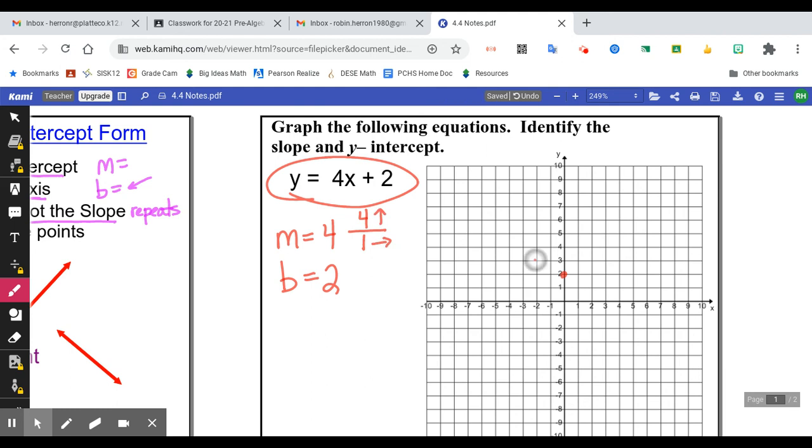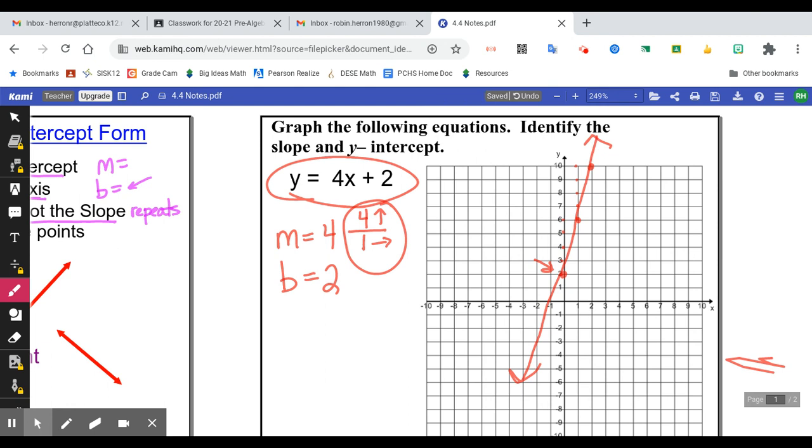So I'm going to start right here at my y-intercept, and I'm going to do exactly what my slope tells me to do. Up 4: 1, 2, 3, 4, right 1. And then put a point. Now I'm going to repeat it because slope repeats. 1, 2, 3, 4 over 1. And I'm going to put another point. Now you've got a few points, and we're going to draw the line and put arrows on both ends.